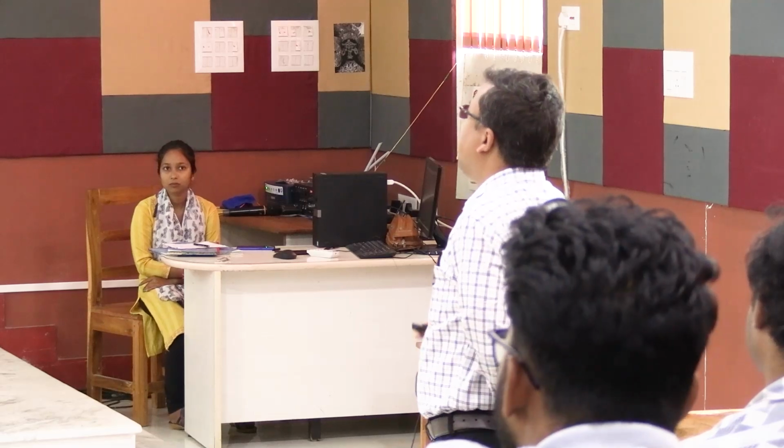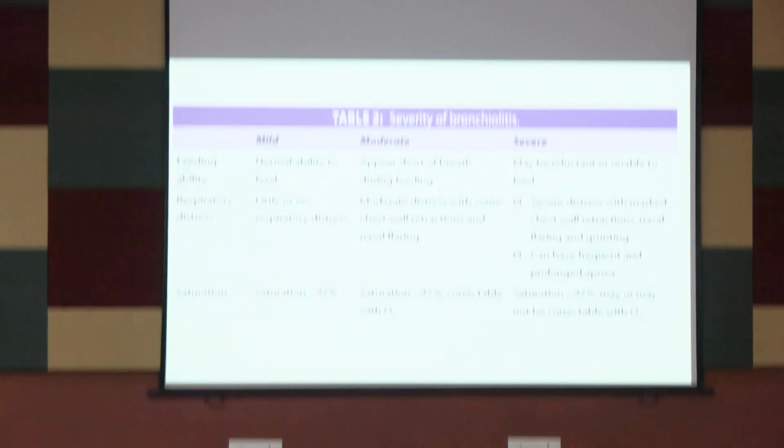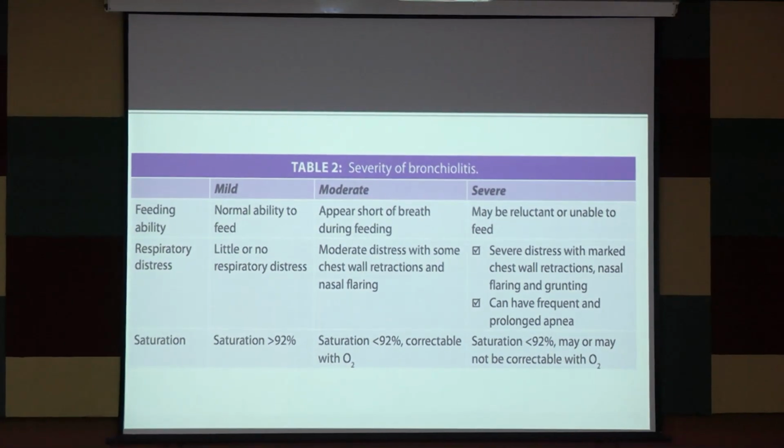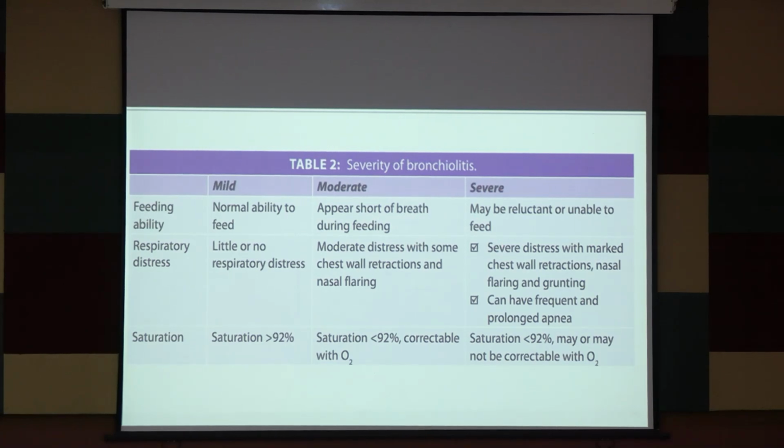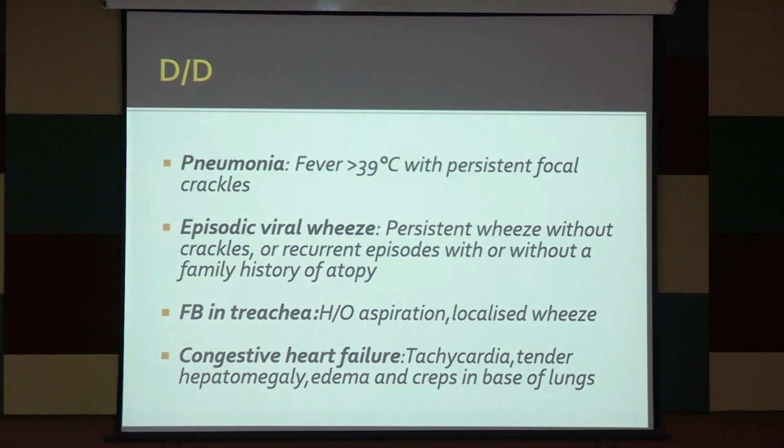And severe is when the baby is reluctant or unable to feed, with severe respiratory distress. Okay, marked chest wall retraction, nasal flaring or grunting, can have frequent and prolonged apnea, saturation less than 92% that may or may not be corrected with oxygen, that is termed as severe bronchiolitis. So moderate and severe bronchiolitis needs admission. I am coming to the next slide.